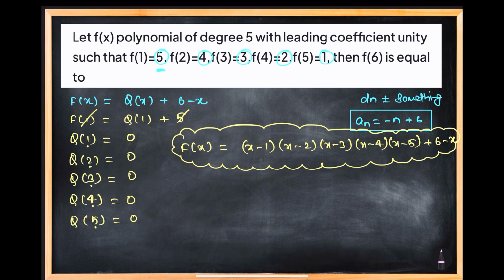Now we have to calculate f of 6, as we have already calculated f of x. So replace x with 6. 6 minus 1 is 5, 6 minus 2 is 4, 6 minus 3 is 3, 6 minus 4 is 2, 6 minus 5 is 1 and 6 minus 6 is 0. So you know that it is 5 factorial, which is 120. Therefore the required value is 120.